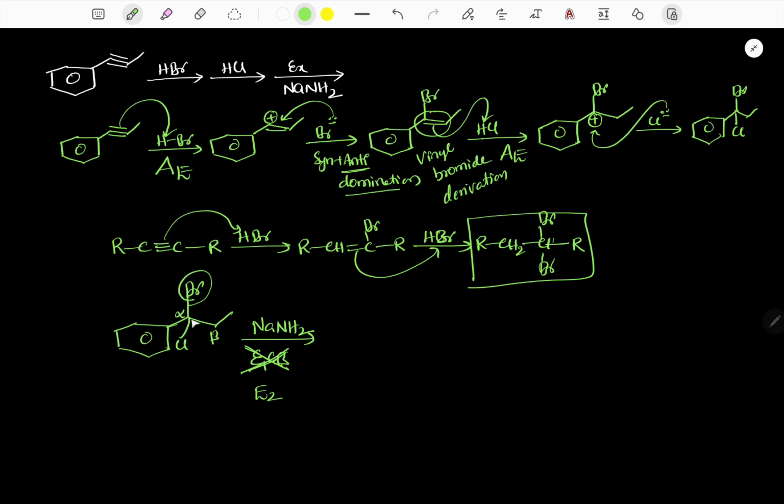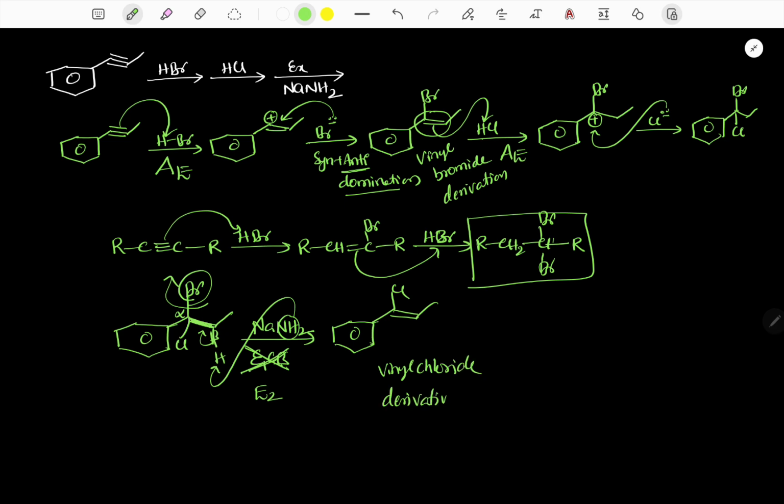And of course here we have only one possibility, that is one alkene formation, no competition, only one alkene we are getting. And of course it is a proton. So NH2 minus removes the proton. At the same time, the good leaving group Br will leave, and finally we get the corresponding vinyl chloride derivative.